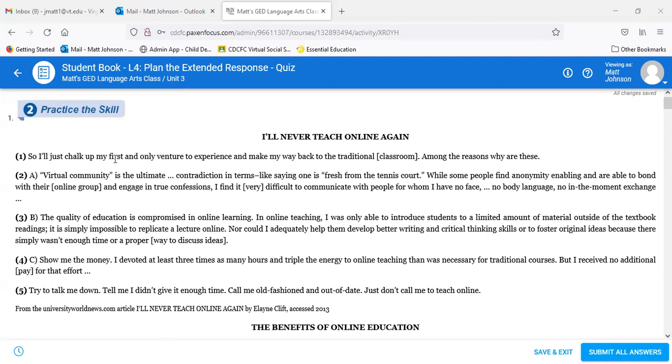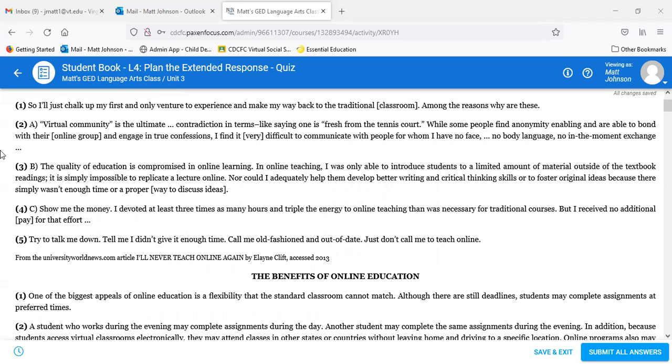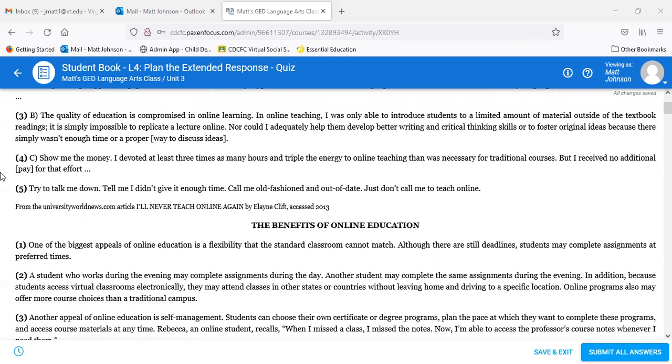So I'll just chalk up my first and only venture to experience and make my way back to the traditional classroom. Among the reasons why are these. A virtual community is the ultimate contradiction in terms, like saying one is fresh from the tennis court. While some people find anonymity enabling and are able to bond with their online group and engage in true confessions, I find it very difficult to communicate with people for whom I have no face, no body language, no in-the-moment exchange. The quality of education is compromised in online learning.